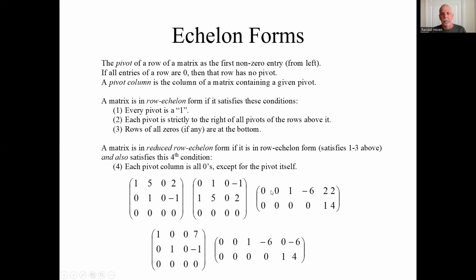What about this one? We said it was in row echelon form. Look at this pivot column. Pivot, this entry is not 0, so this one is not in reduced row echelon form. What about this one? Pivot, it's a 1, pivot, it's a 1. To the right of that one, it's in row echelon form. Has a 0. Another pivot column, that entry's a 0. This is in reduced row echelon form.